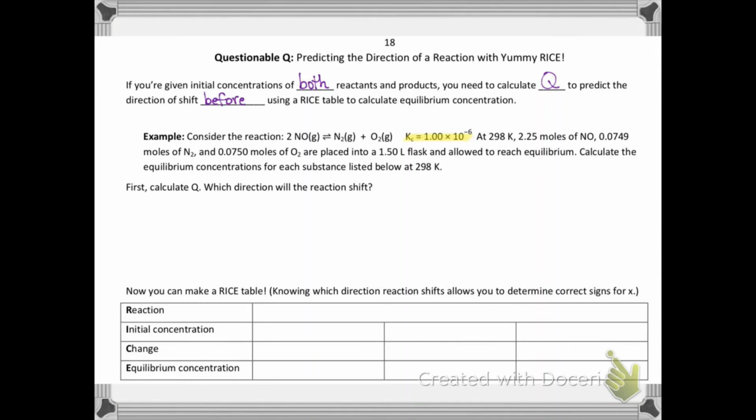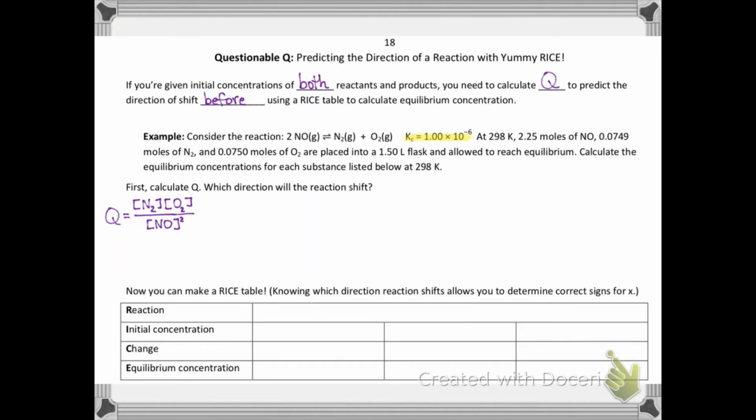Now recall, writing and calculating Q looks exactly like writing and calculating K, you just might not be at equilibrium. So let's go ahead and first write our expression for Q. Just like K, this is a ratio of the products to the reactants. Or should I say a ratio of the concentration of the products to the concentration of reactants.